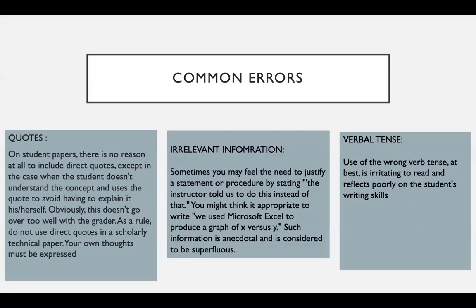Now, the common errors that students often make: having direct quotes, except in cases when the student doesn't understand the concept, and then quoting all over the place, which ultimately doesn't give a good outcome. Okay, irrelevant information. Sometimes you may feel the need to justify a statement. Actually, such information is anecdotal and it's considered something you don't actually need. Verb tense: using the wrong verbs and tenses is at best irritating to read and reflects poorly on the student's writing skills.